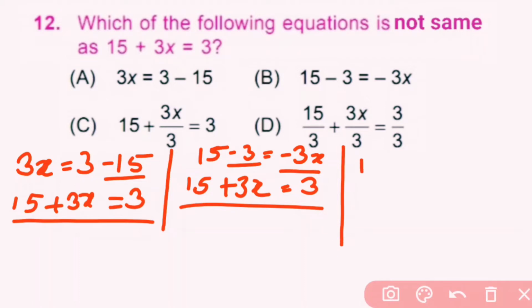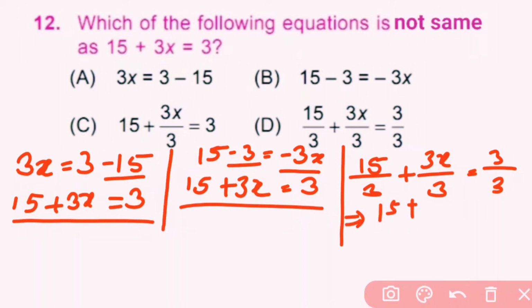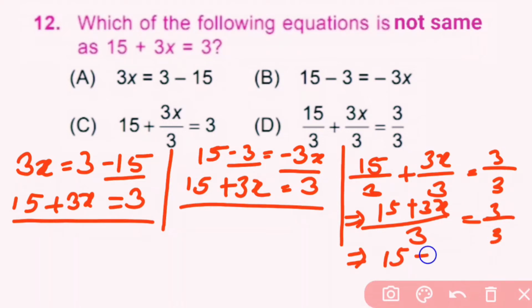Now option D, 15 by 3 plus 3x by 3 is equal to 3 by 3. This means (15 plus 3x) by 3 is equal to 3 by 3. Now here 15 plus 3x is equal to 3 by 3 into 3. This 3 will get cancelled, so this equation is the same as the given equation. Here only option C is not the same as the given equation, so C is the correct answer.